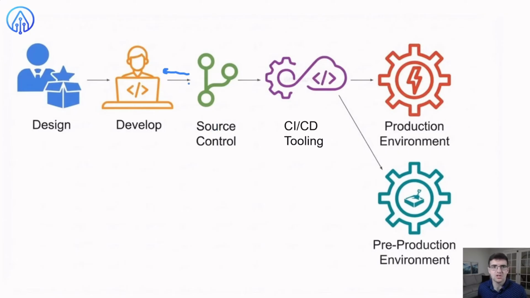And once they push the code to certain branches of this source control repository, it usually is going to trigger some type of CI/CD tooling. So what is this in the real world? Usually Jenkins or GitHub Actions. And all this tool is doing is it is going to build the code, run some tests, and then deploy the code either to your production environment or, depending on branches or how you have it working, some sort of pre-production environment.